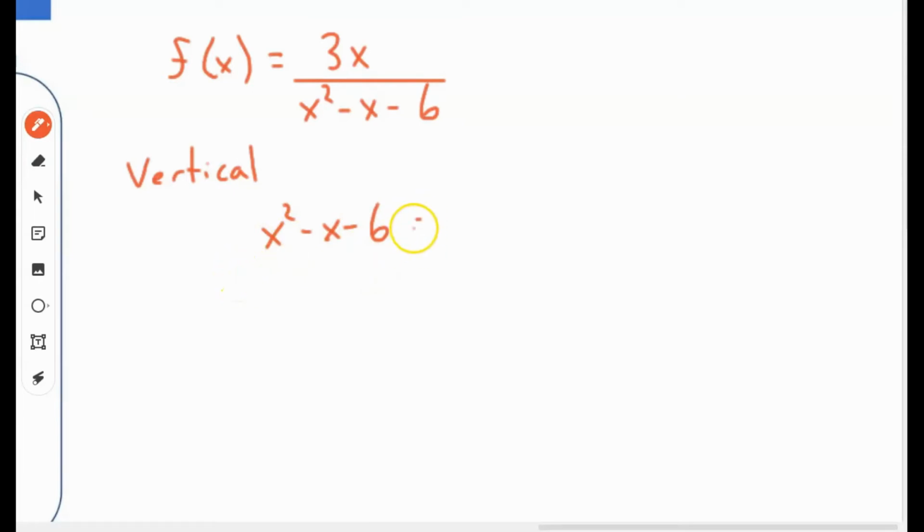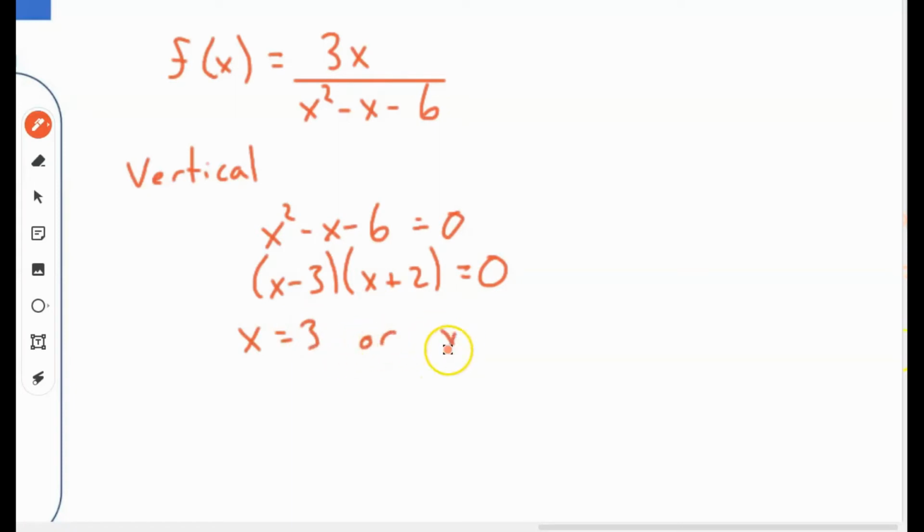Okay, we can factor that so that we have (x minus 3) and (x plus 2). And so now we know some values of x where it can make that denominator 0. x can either be 3 or x is negative 2. And that will not result in the numerator being 0. So that means we have these two vertical asymptotes at x is 3 and x is negative 2.